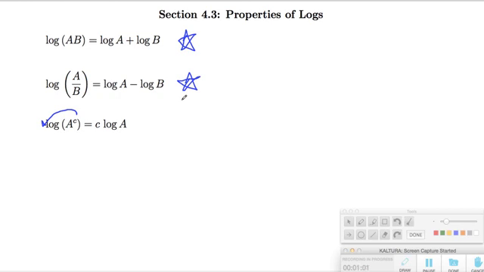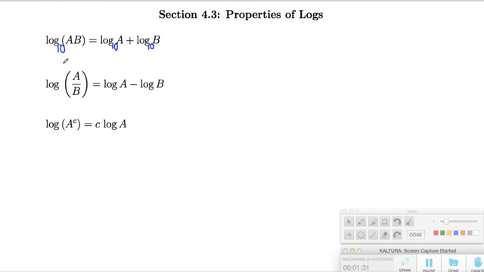The properties are actually listed for base 10 here. So for example, on the first property, you can just assume that there's a base 10 right here and everywhere else, because whenever you write a log with no base, you assume it's base 10.